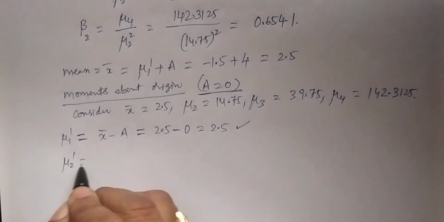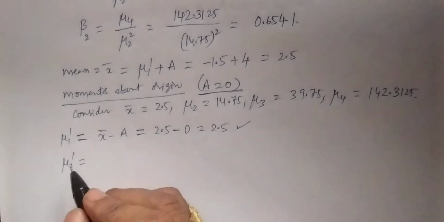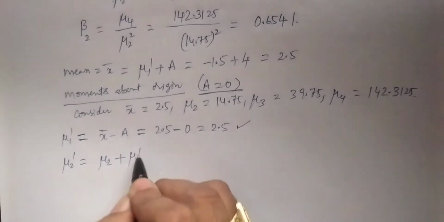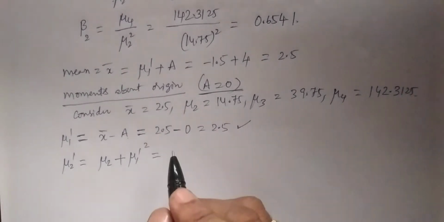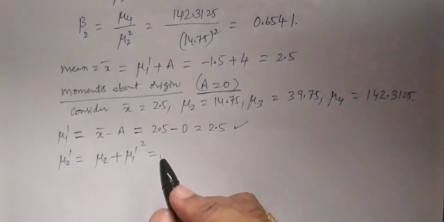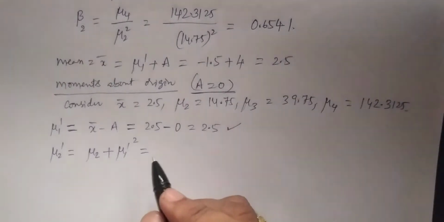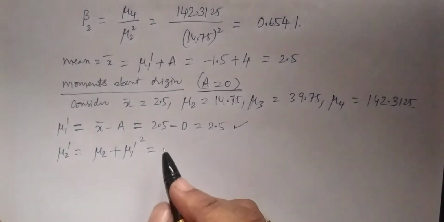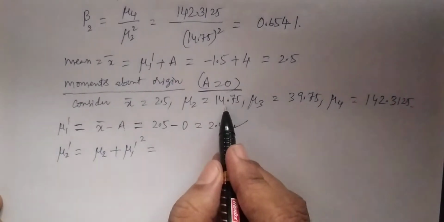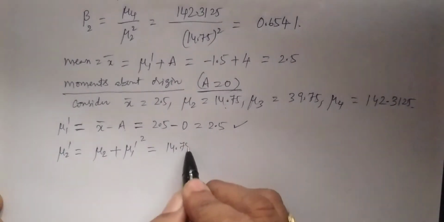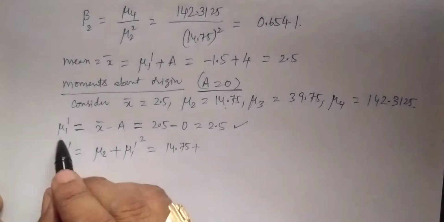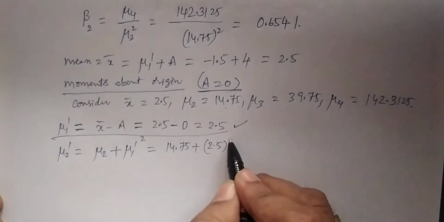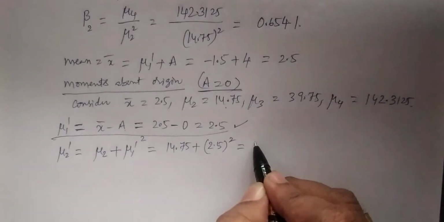Now the remaining moments. mu2 dash is equal to the formula mu2 plus mu1 dash square. Remember, these are the interrelations between non-central moments in terms of the central moments. That is what I am writing here: mu2, the value here, 14.75, plus mu1 dash, which we have just calculated, 2.5 whole square.